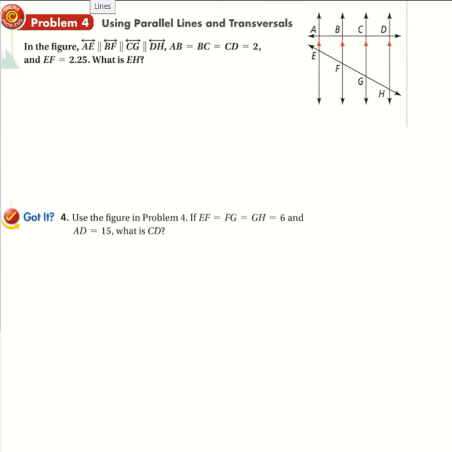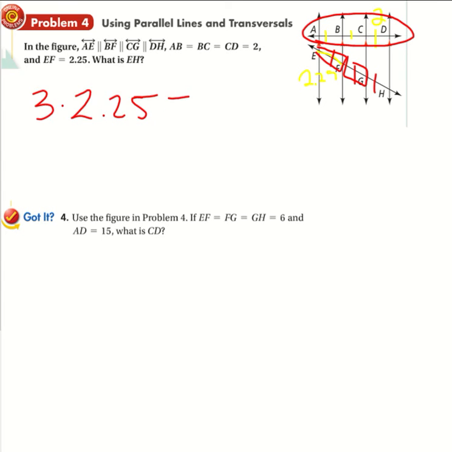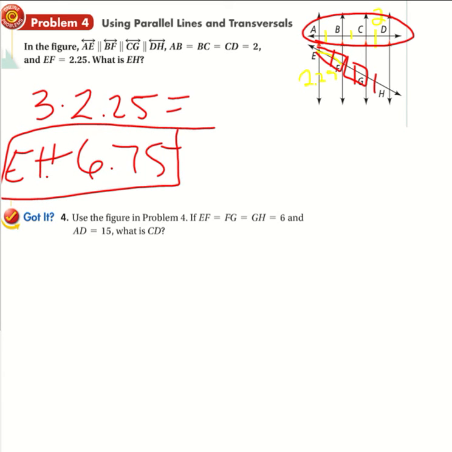So here we have a figure. It says AE, BF, CG and DH are all parallel. AB equals BC, which equals CD, which is 2. If EF is 2.25, that's this side right here. What is EH? Using that theorem we just talked about, since all of this is cut into congruent segments, all of these must be congruent segments. If EF is 2.25, then each one of these must be 2.25. So we go 3 times 2.25. And what do we get? 6.75. EH is 6.75. Simple as that.